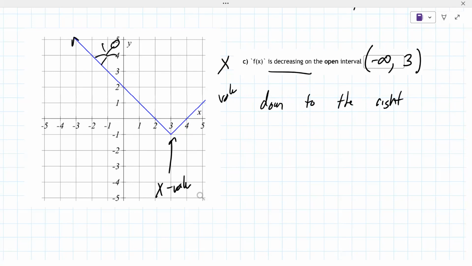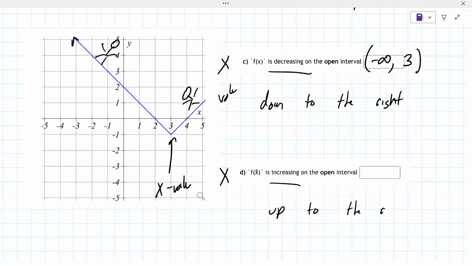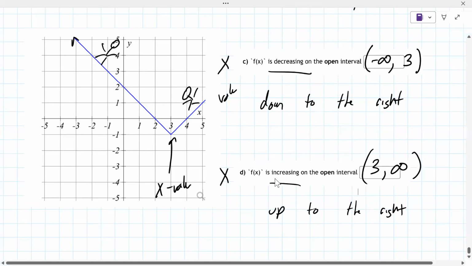The next one is increasing. If you like to hike, you can think of increasing as walking uphill. Again, it's the x values. It's always the x values on increasing and decreasing, up and to the right. And that's increasing from 3 to infinity. If you've been hiking, this analogy is reasonable. You're always going uphill or downhill when you're hiking. It's rare to ever go flat. Even though you might feel like it's flat, there's always a slight gradient to it.